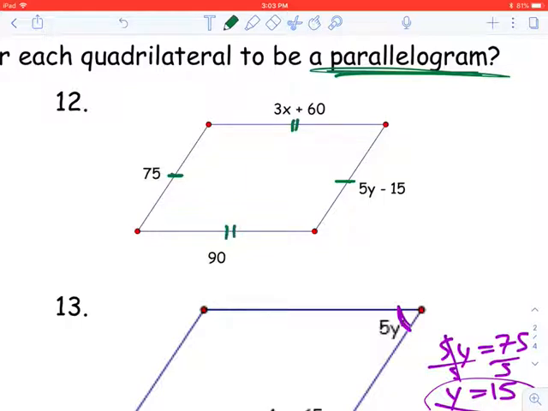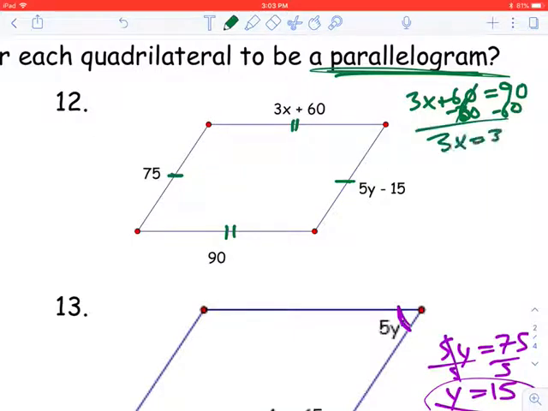So if I'm looking at the top and the bottom, 3x plus 60 must equal 90, because those opposite sides are congruent. So I subtract 60 from both sides, get 3x equals 30, divide by 3 and get x equals 10.